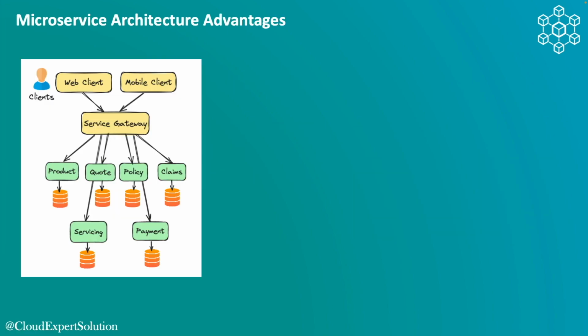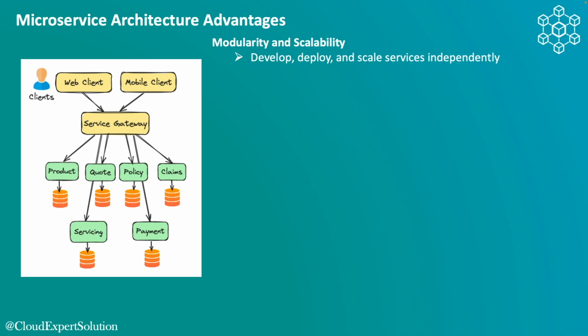Now let's review the advantages of microservice architecture. To start with, the first benefit is modularity and scalability. This modular approach enables teams to develop, deploy, and scale services independently based on their individual needs. It offers the flexibility to add, remove, or modify services without affecting the entire system.